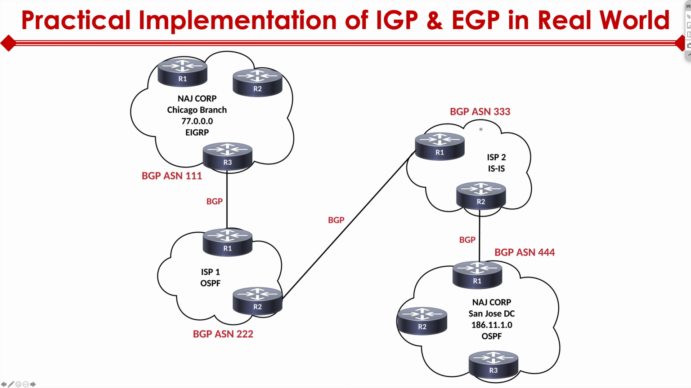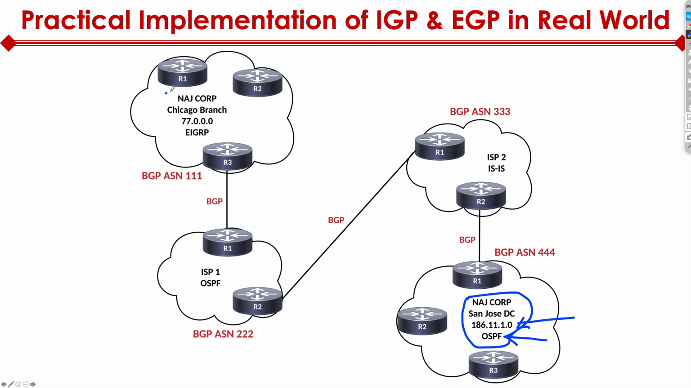So here's a quick real-world view of how IGPs relate to EGPs. So let's assume I have this company called Notch Corp, and my very first location opened up in San Jose, ended up becoming a data center. This is the public IP that I have, and I'm running OSPF internally between the routers. So this becomes one autonomous system.